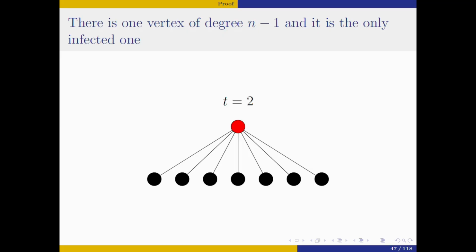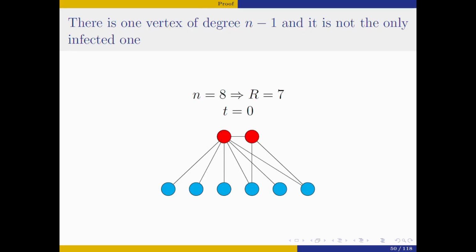At t equal 2, we see that the dead vertices only have 1 infected neighbor. Therefore, they will become healthy in the next time step, and the infected vertex will die. So for t equal 3, we no longer have any infected vertices that alter the behavior of the others, and therefore in the next time step all vertices will be healthy.